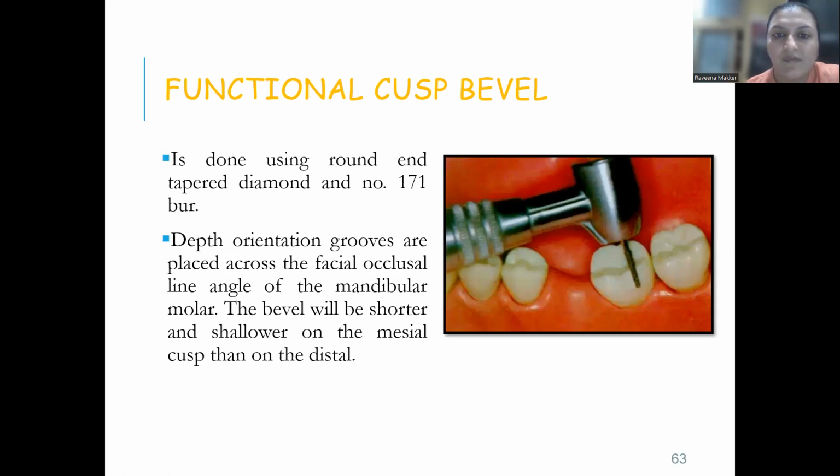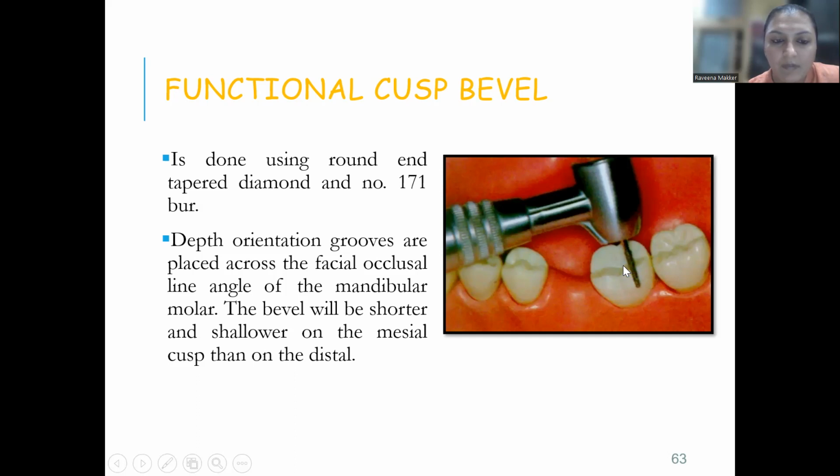Then next is your functional cusp bevel. It is done using round end tapered diamond and number 170 burr. Depth orientation grooves are placed across the facial occlusal line angle of the mandibular molar.